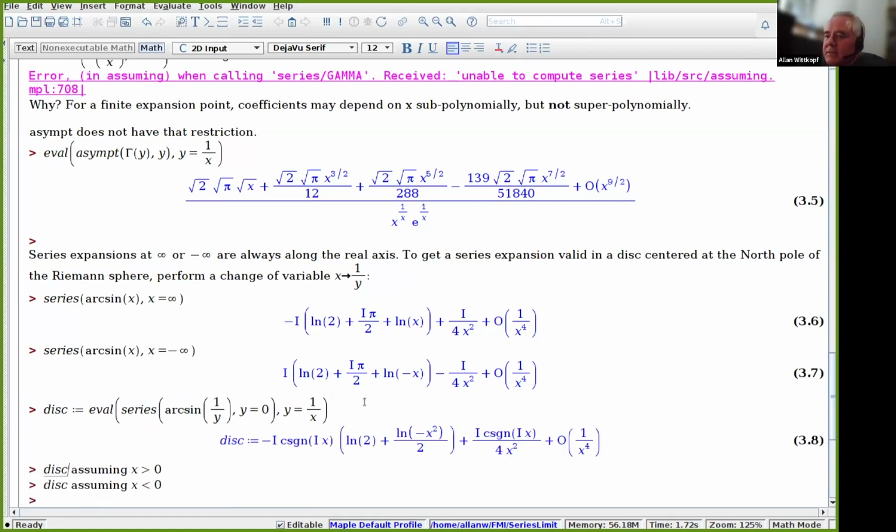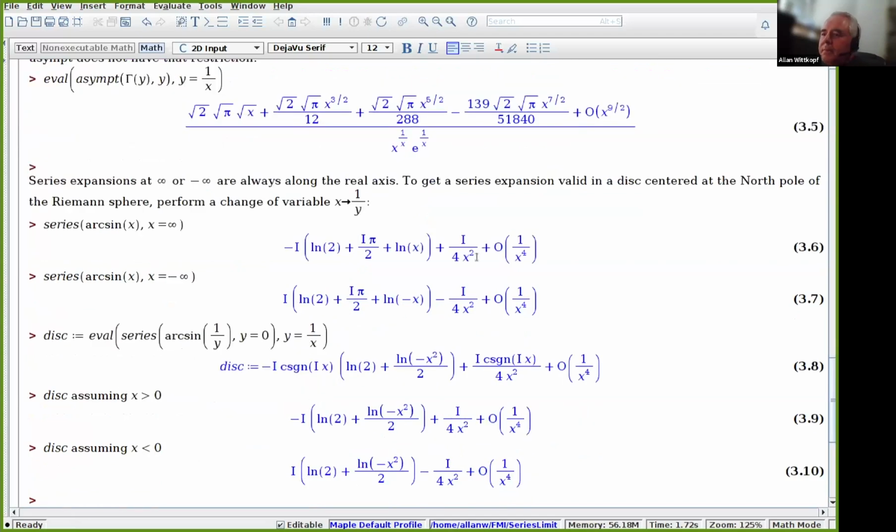Y goes to 1 over x, and we get a solution that's valid at the north pole of the Riemann sphere. Okay? And we can verify that with the prior results we computed above by just using assumptions and assuming x is positive, x is negative. And we see that the results do in fact match as expected.